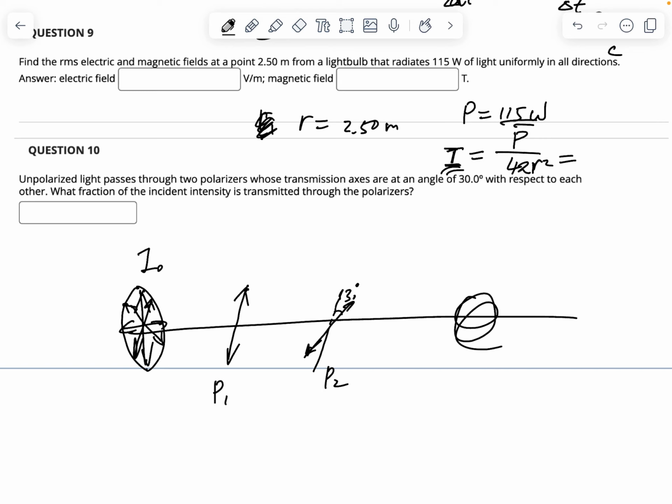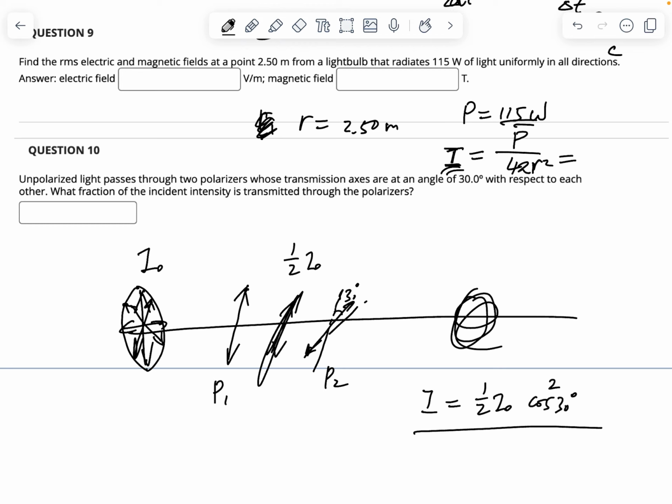Okay, so this is I naught. Passing through one polarizer, the intensity will be half. Okay, and then you have passing through another one. So then you look at the angle between them. So intensity passing through here equals the intensity of this light times cosine 30 squared, because they have 30 degrees, right? So this is the final intensity. Cosine 30 is the square root of 3 over 2, squared is 3/4, times half I naught. So what is this? 3/8. 3/8 of the power passing through.